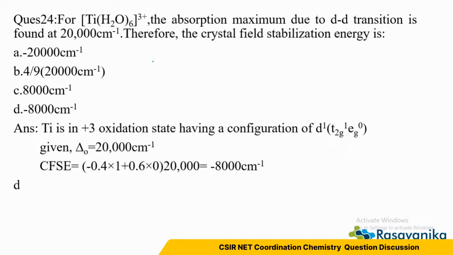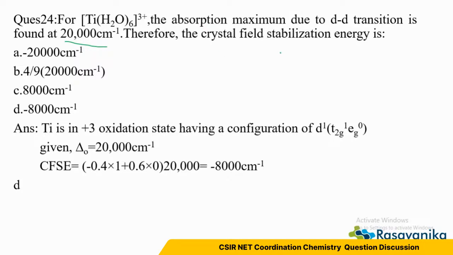This is another for titanium H2O6 3 plus. The absorption maximum due to d-d transition is found at 20,000 centimeter inverse. Okay, so the absorption maximum is basically your delta naught only. You need to understand the language of the question. That is very important. That is why practicing questions is important, in general questions and the previous year questions, everything. So anyway, the absorption maximum due to d-d transition is found at 20,000.